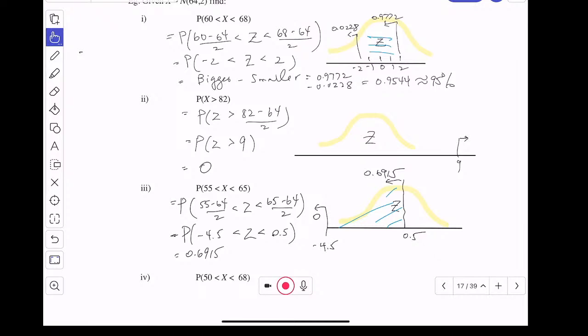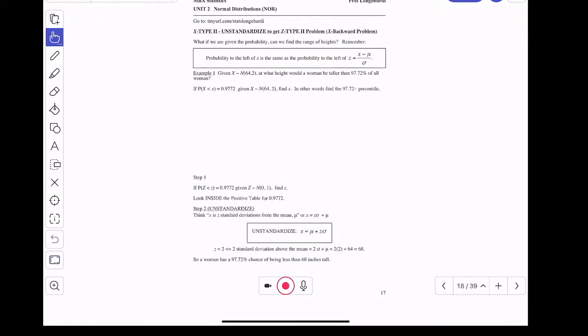Anyway, you get the point. I'm not going to bother with the other one. So that's how you solve these problems. So that's that. That's standardizing.